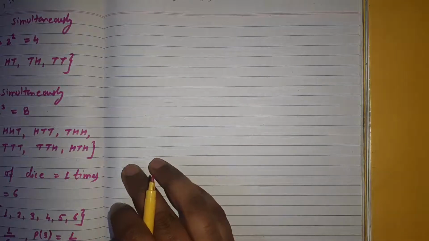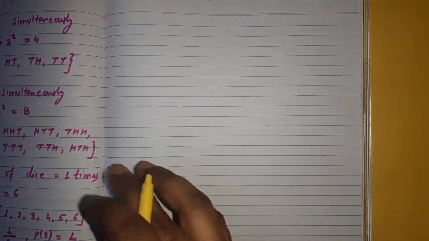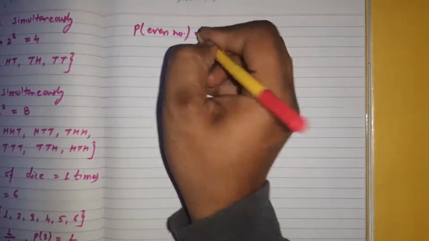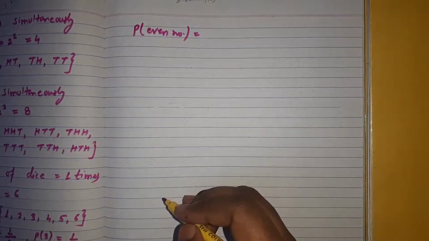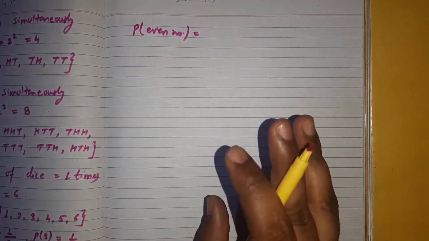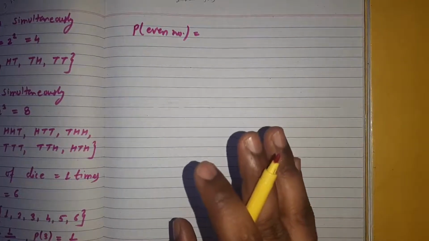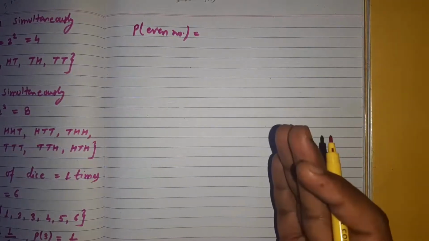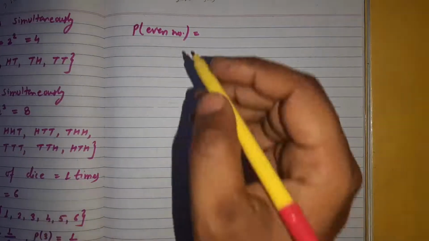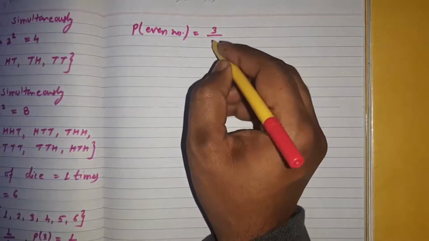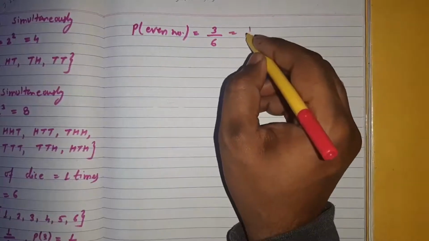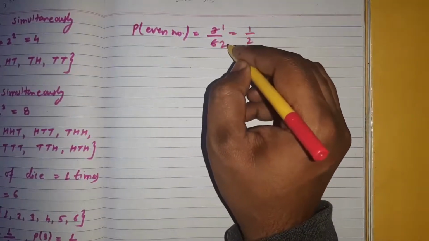Probability of getting even number when we roll a dice one time. We know that when we roll a dice one time, then total numbers are 6: 1, 2, 3, 4, 5 and 6. In these 6 numbers, 3 numbers are even and 3 numbers are odd. So favorable outcomes for getting even numbers are 3, and the total outcome is 6. So probability of getting even number is 3 by 6. Cancel out, 3 ones are 3, 3 twos are 6, so it will be 1 by 2.